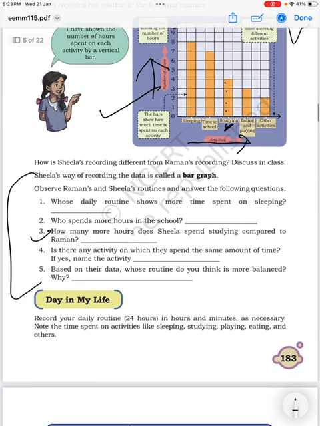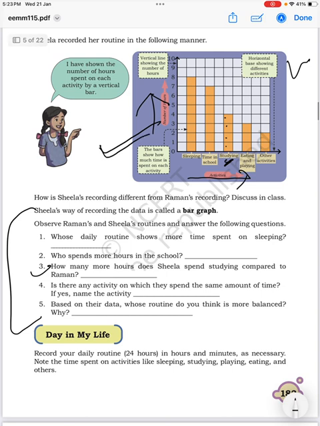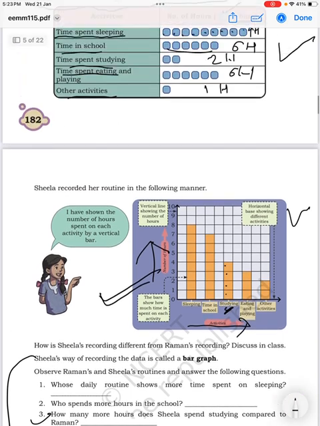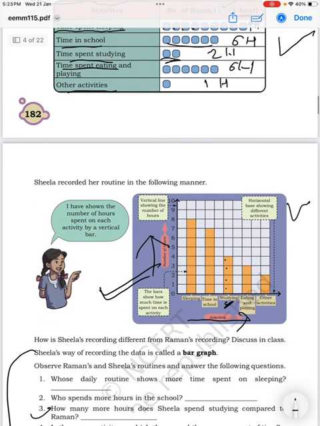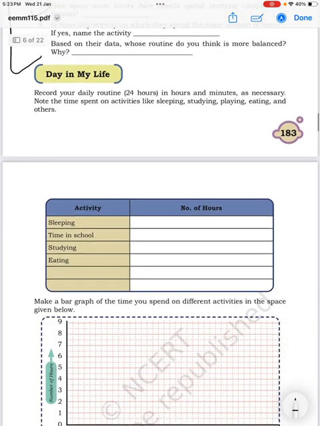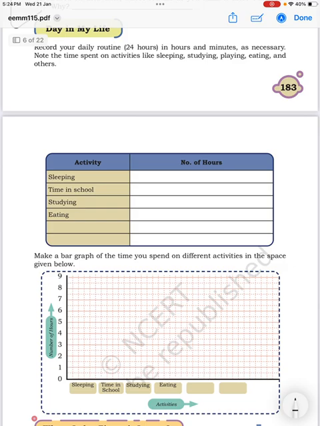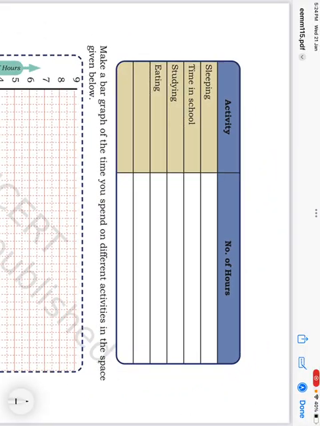So where is Sheila? This is Sheila's chart. Sheila is studying for 4 hours. And what about Raman? Where is Raman's study time? Yeah, 2 hours. So Sheila is studying 2 hours more than Raman. After this, Day in my life, record your day, so you have to make your own data representation here.